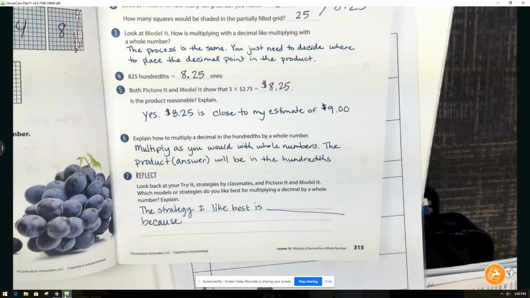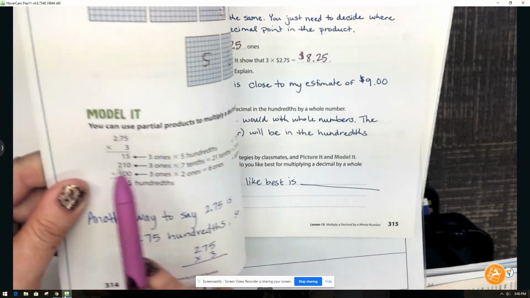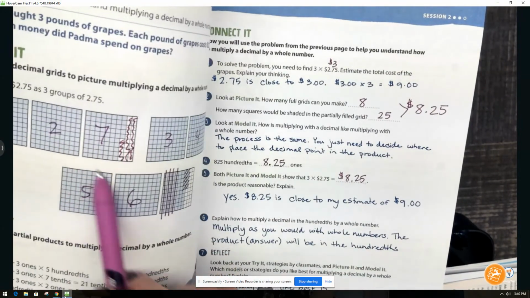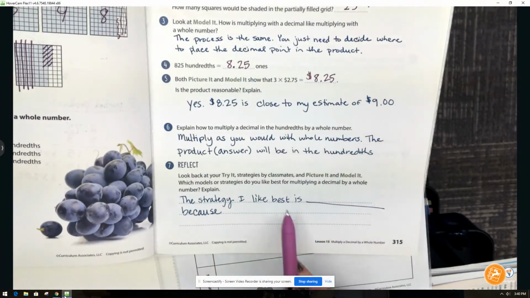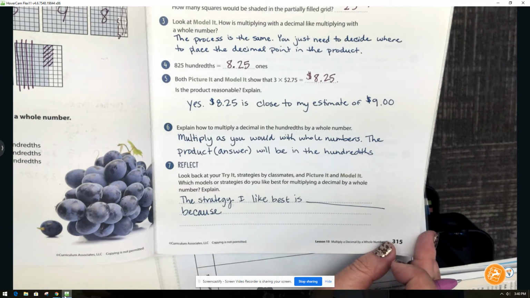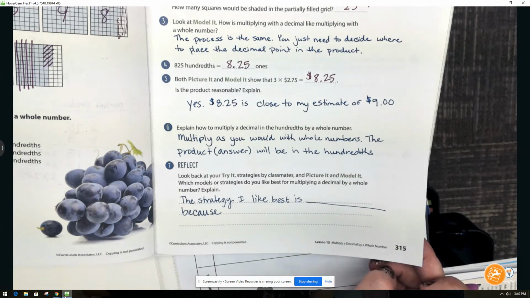So looking at our strategies, what strategy do you like best when you are multiplying a decimal times a whole number? If you like to use the standard algorithm, you could say I prefer standard algorithm. You could say I like partial products. You could say I like using decimal grids. You get to pick. So go ahead and tell me the strategy you like best and why. You can pause the video and fill that out, and then when you're done, you can go ahead and turn with me to page 316.